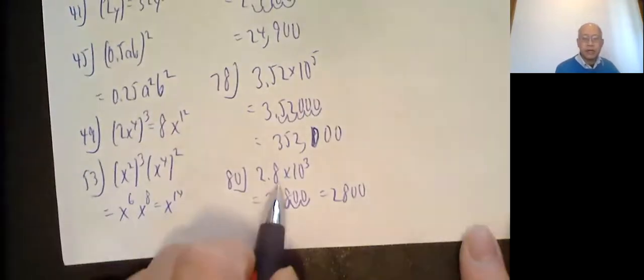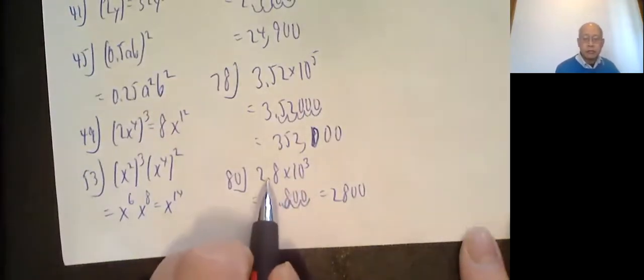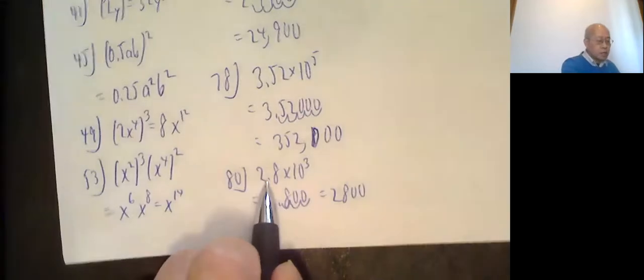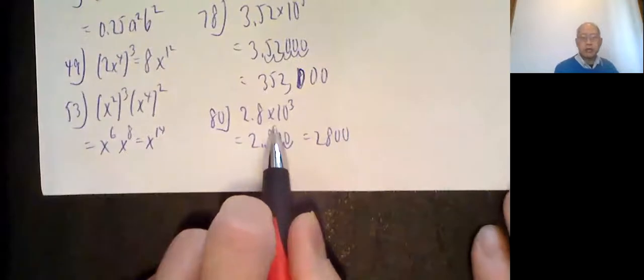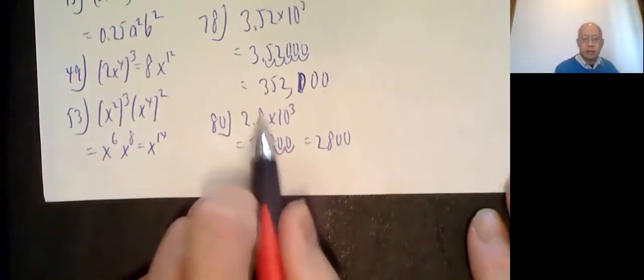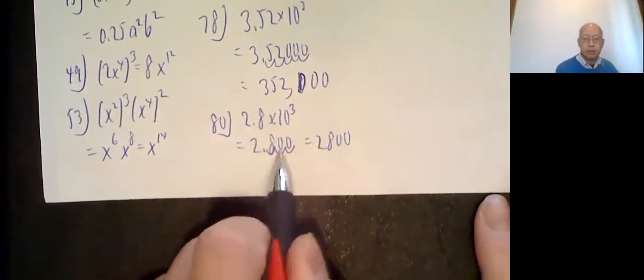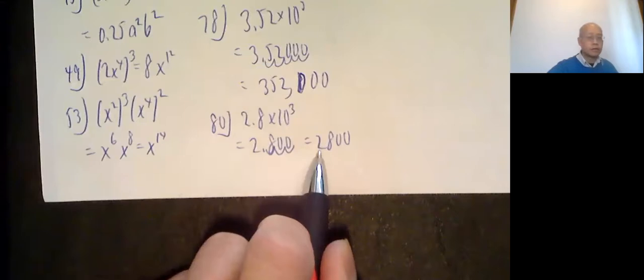80, 2.8 times 10 to the third. Notice these numbers are in scientific notation. Number between 1 and 10, number between 1 and 10, number between 1 and 10. Write it conventionally, I move the decimal over 3 spaces to the right, put a couple of zeros, 1, 2, 3, so 2,800 is the answer that I want. Okay, so these are notes for section 5.1.